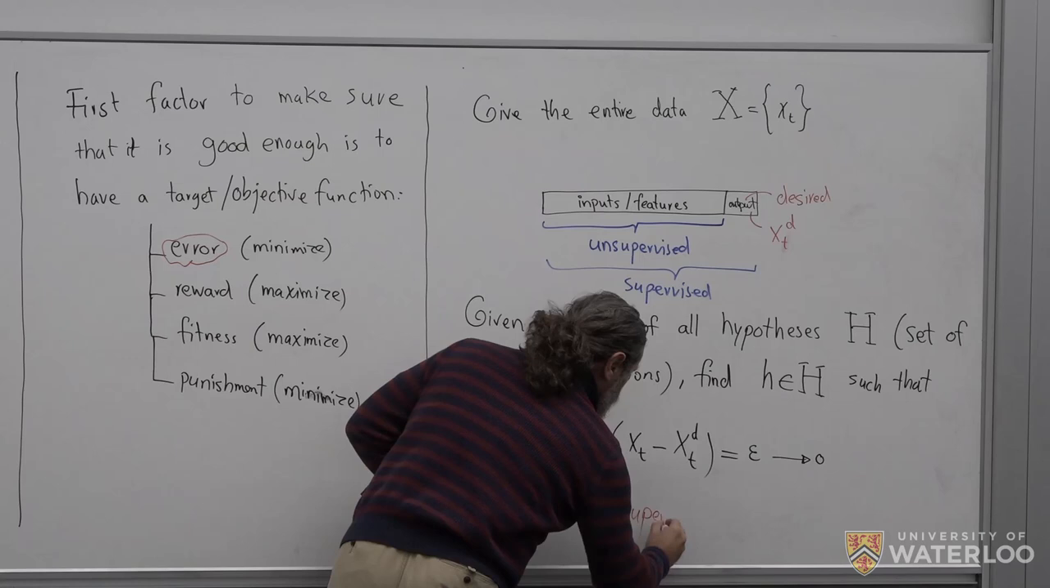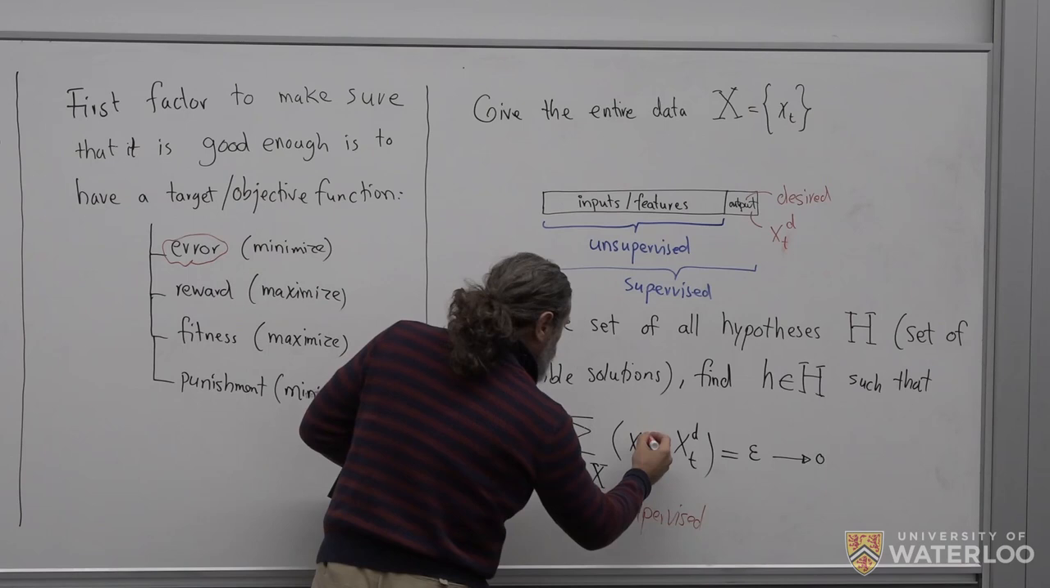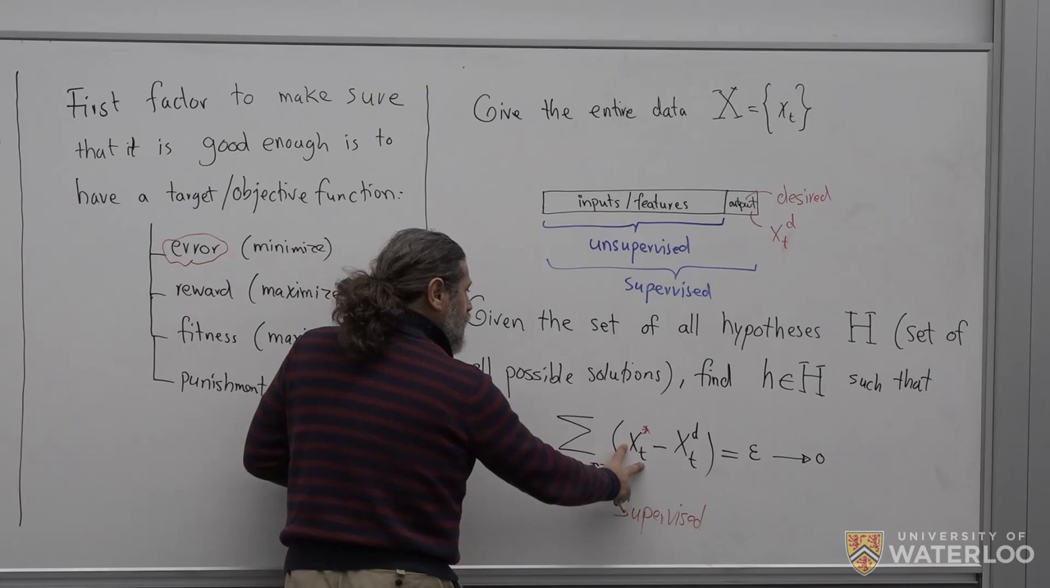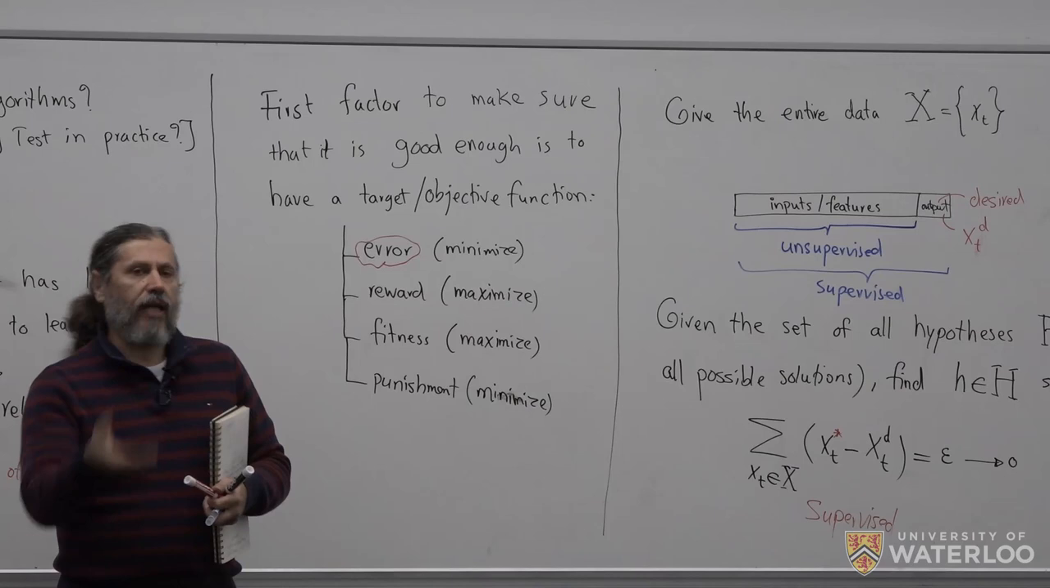So to be clear, I'm a little bit unclear about this. This is, let's say, call it star. This is the output that you get using the XT, and this is the output that you should get because of XT, just to make it more clear. So the output that you calculate for XT and the output that you should get for XT.